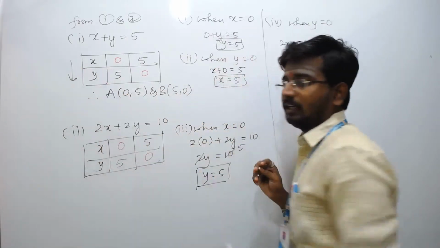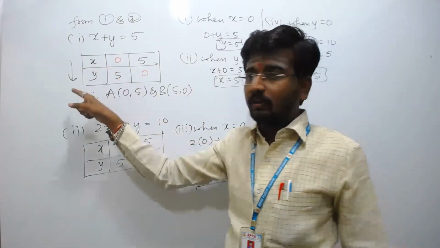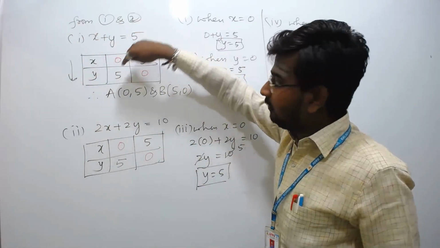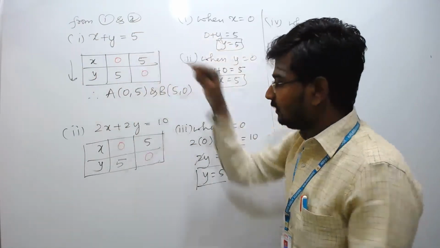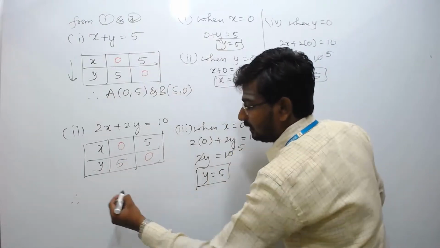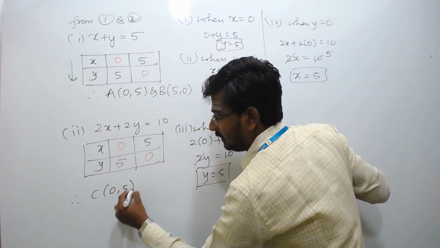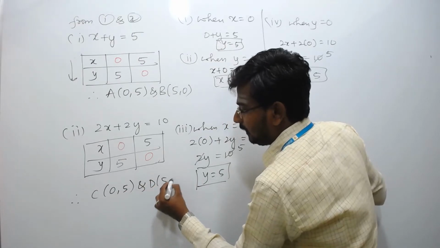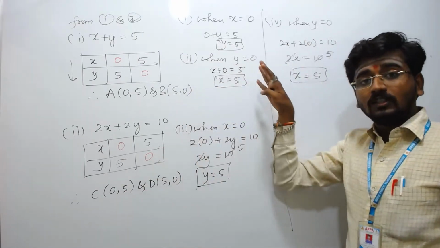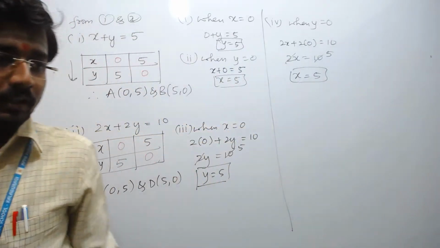Always, when you represent points on the Cartesian plane, write them as x, y. So point A is (0, 5), point B is (5, 0). Similarly, point C is (0, 5) and D is (5, 0). So this is the first systematic solution.